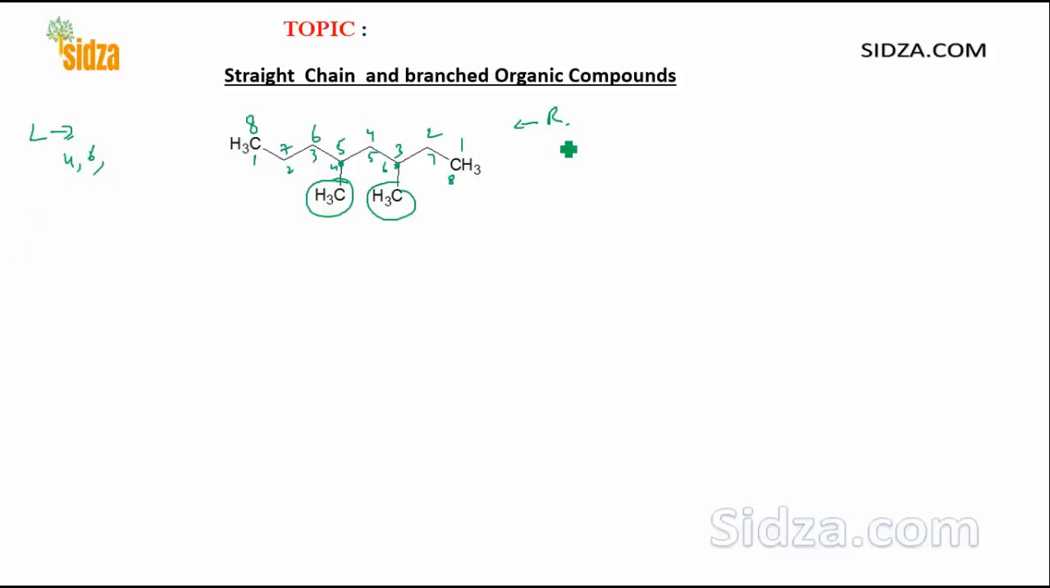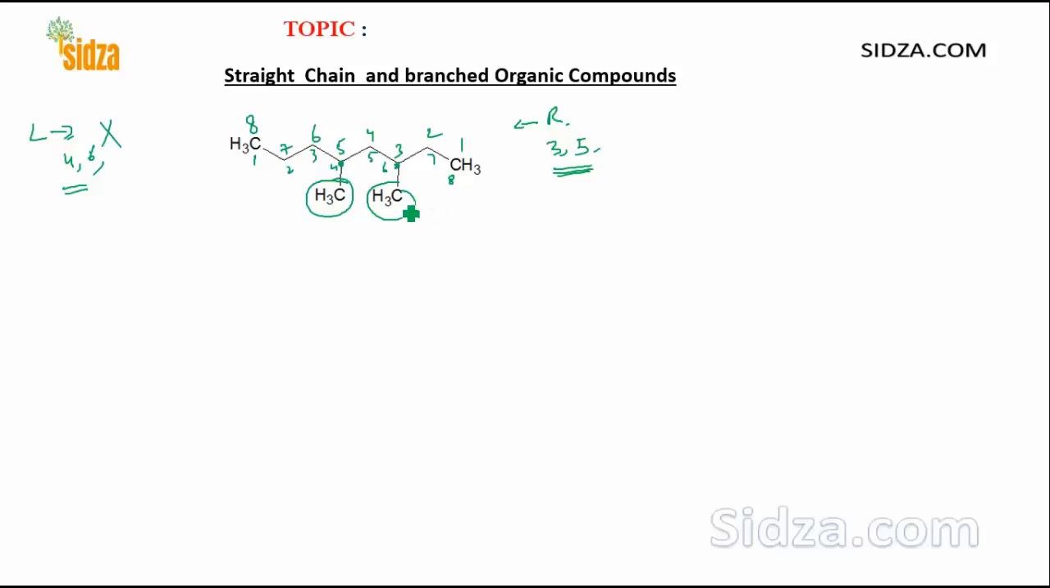But the set of locants from the right side numbering is 3 and 5, right? So here is 3 and 5. The lowest set of locants is here. This is not, so this one is wrong. Okay, so that means the right side numbering is correct.